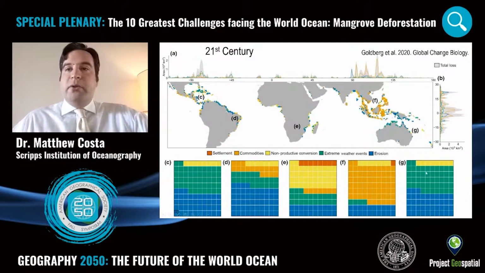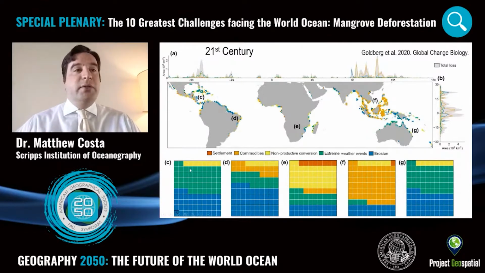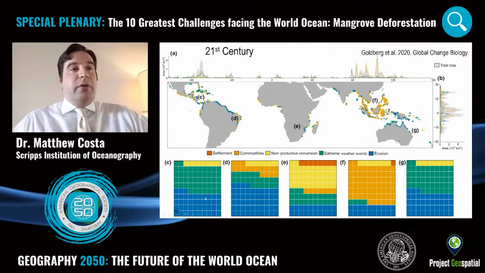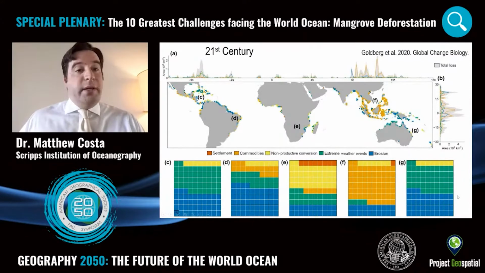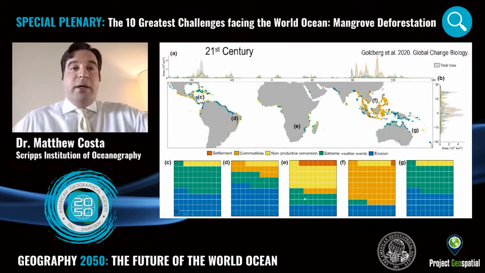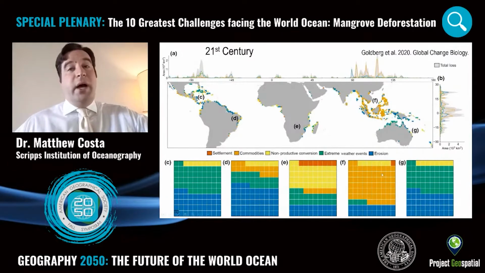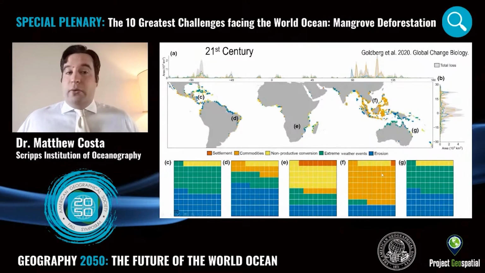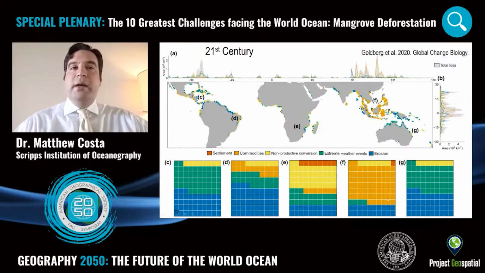And these big squares at the bottom summarize what the major drivers of mangrove loss are in different regions of the world. So C and D, these are North and South America. Here and in Oceania, the causes of extreme weather events and erosion dominate. Whereas in Africa, non-productive conversion plays a bigger role. And in Southeast Asia, which again is the hotspot of mangrove area overall and also of mangrove loss, it is dominated by conversion to commodities, especially today, palm oil plantations.